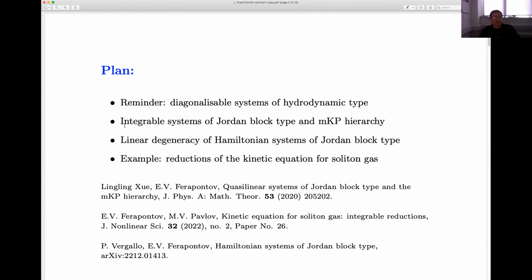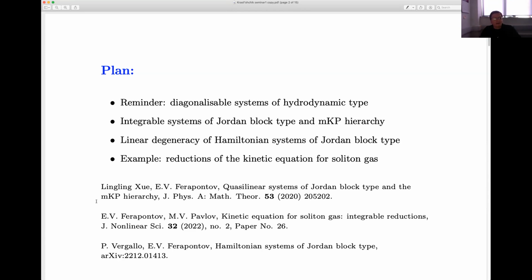The first thing is I will mention a relation of integrable systems of Jordan block type with the modified KP hierarchy. In a sense, integrable hierarchies of Jordan block type are governed by the MKP hierarchy. And this is based on our paper with Lin Xue, the first paper here.